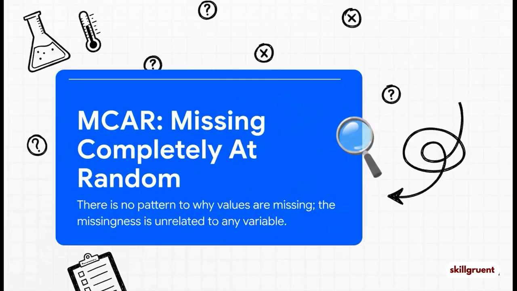Okay, so first up is MCAR. This is the simplest case, but let me tell you, it's also the rarest. Think of a lab device that just randomly glitches and fails to record a temperature reading. Or a survey respondent who just accidentally skips a question. There's no pattern, no rhyme or reason to it. The missingness is pure chance.